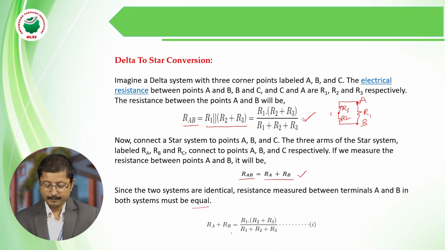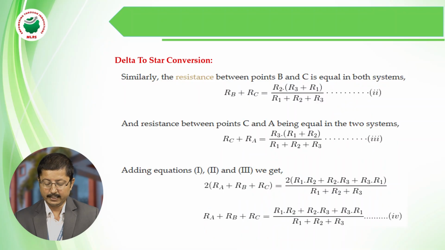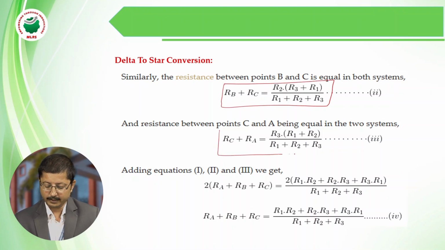Then we are getting RAB is equal to R1 times R2 plus R3 divided by R1 plus R2 plus R3. This is expression 1 for terminals A and B. Similarly, considering the BC and CA terminals, we get the second and the third expressions. If we add all these 3 equations, then we get the fourth equation.